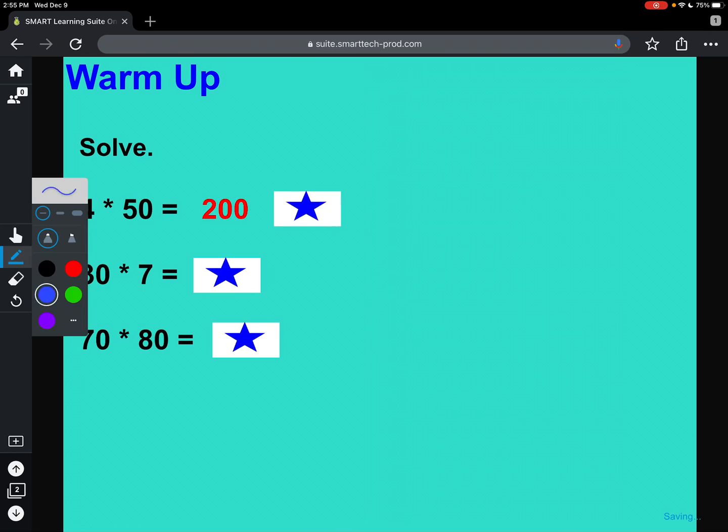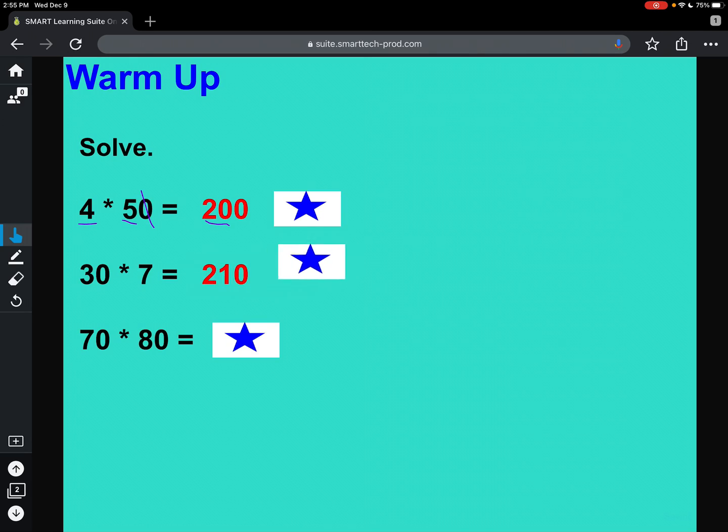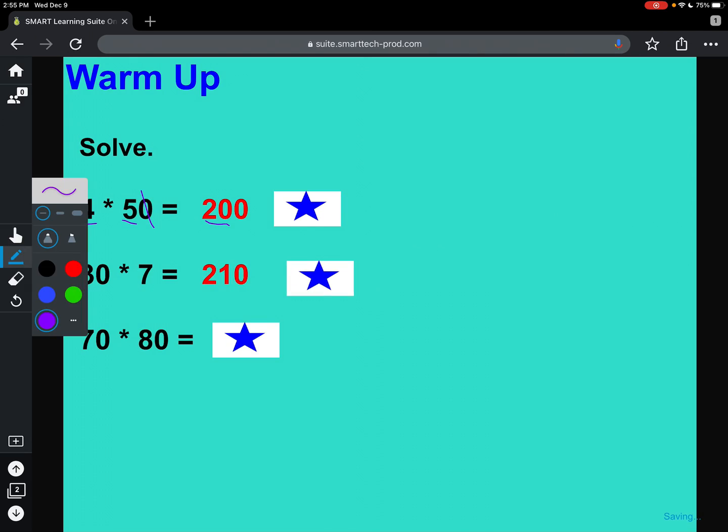Hopefully you said that 4 times 50 is 200. I get that by doing 4 times 5, and that gives me 20, and then I add a 0 at the end of my product. When I do 30 times 7, I'm going to get 210. Again, my basic fact here is 3 times 7, which gives me 21, and I add my 0 to the end of the answer.